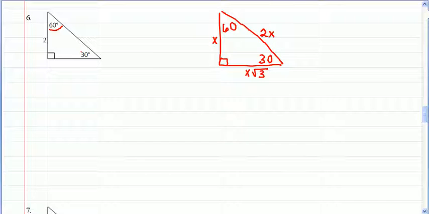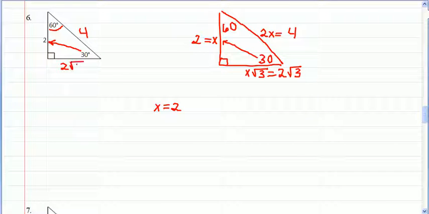So I look at my given triangle, and across from 30 I have 2. So in my reference triangle, across from 30 I have x. So that means that x is equal to 2. And I replace 2 with all of the x's in my reference triangle. So I have 2, 4, and 2 root 3. Once you identify your x, it gets replaced with all of the x's in your reference triangle.